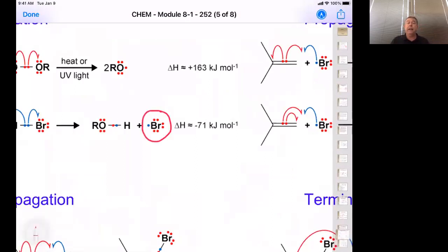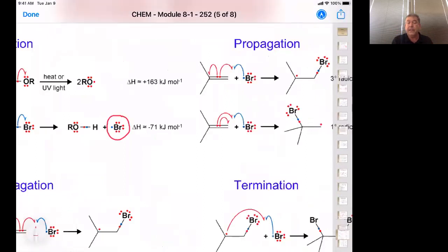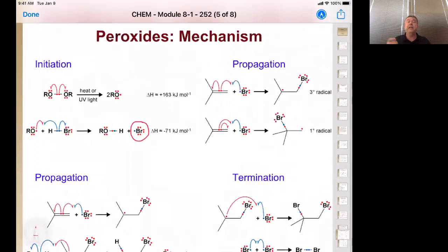It's not an anion. It has 7 electrons. It's neutral. It has a highly reactive bromine radical associated. So the next thing that can happen is we have what we call propagation, meaning that radical is going to react with one of the electrons of the alkene to form a new radical.